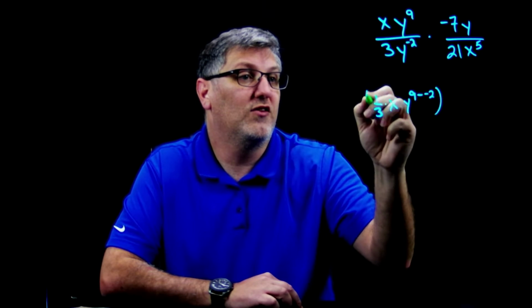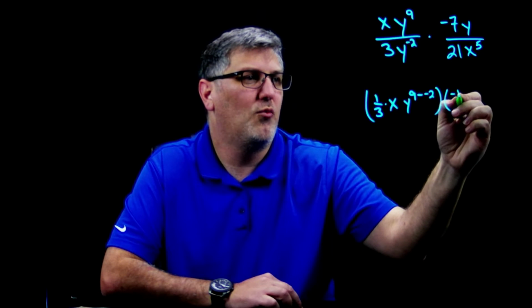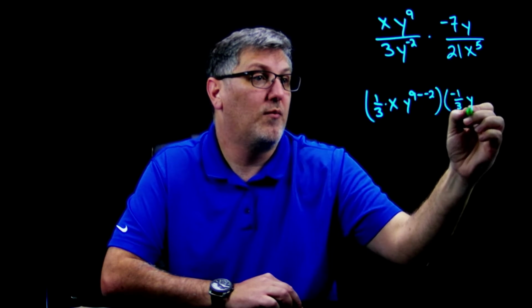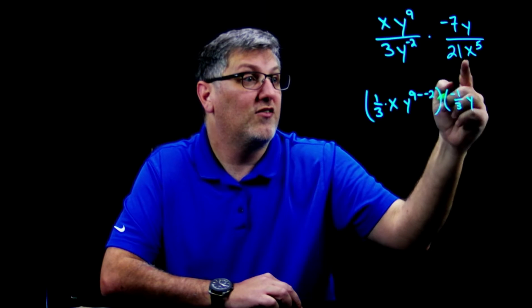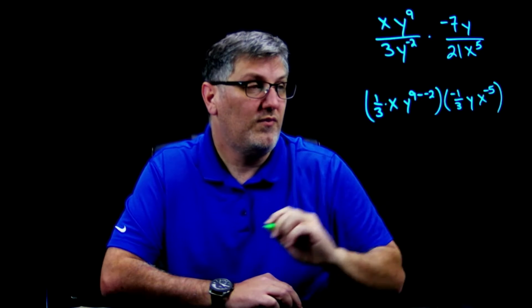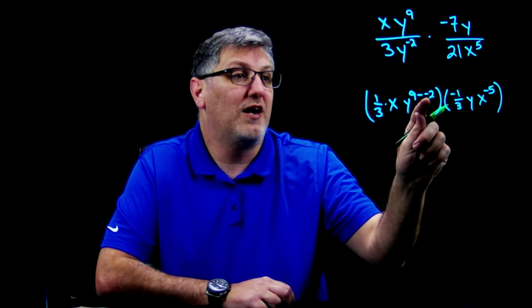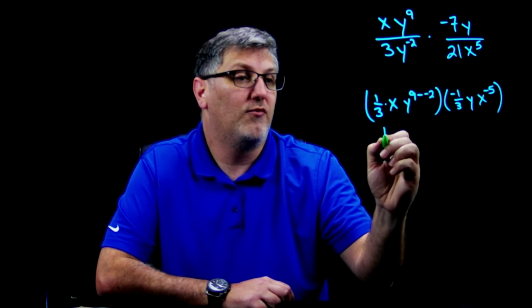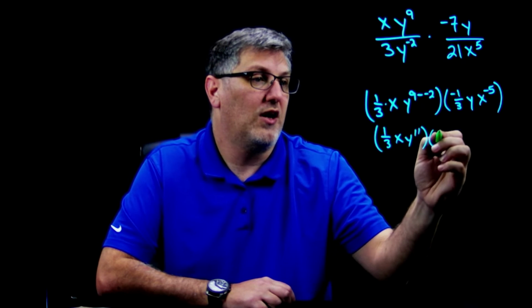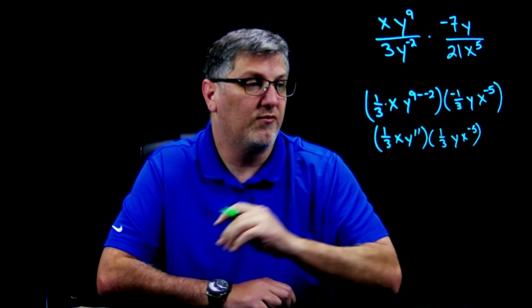Now we have all of this times, well, negative 7 over 21 is going to be a negative 1 over 3. I have a y on top, but I do not have a y on the bottom, so I leave it like this. And this can be rewritten as x to the negative 5 by using rules. Okay, so we clean this up. We know that this is going to be 9 plus 2, which is 11. So I'd have 1/3 x y to the 11th times negative 1/3 y x to the negative 5th.